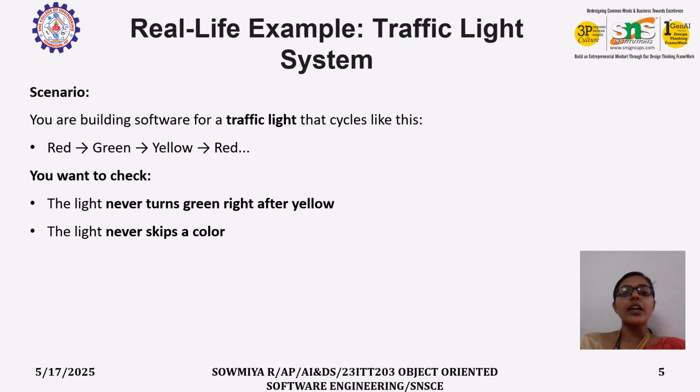With model checking, we model the system as a finite state machine. And here we define properties such as green should always follow the red color, and run a model checker to systematically verify the behavior across all transitions. If the skip exists, the tool flags it with a counter example.